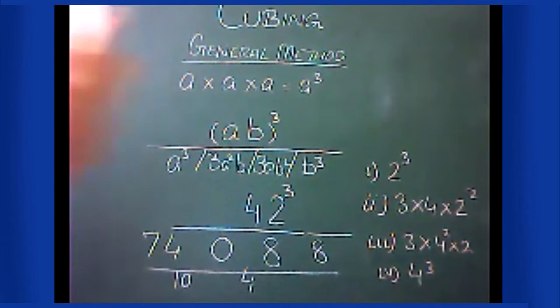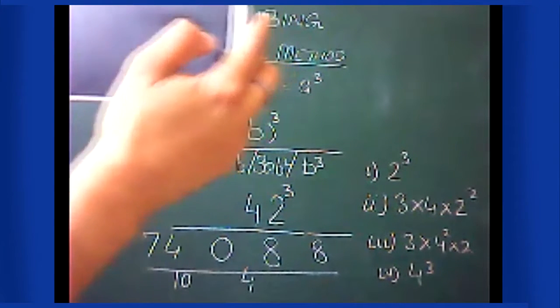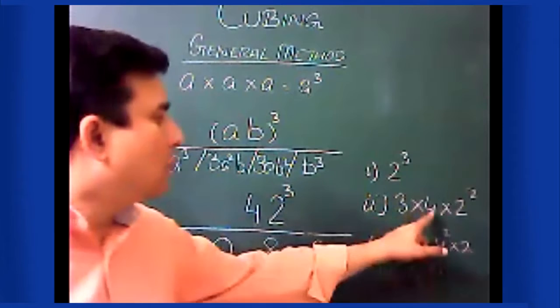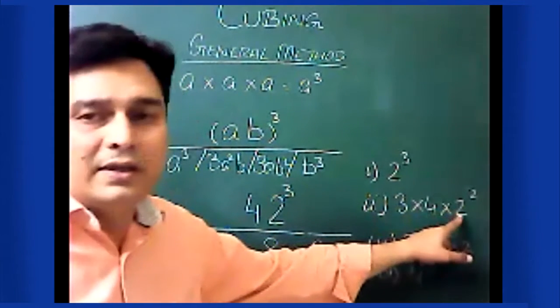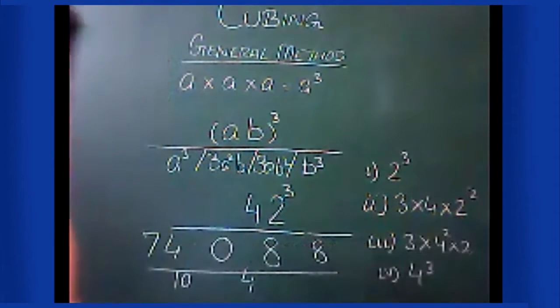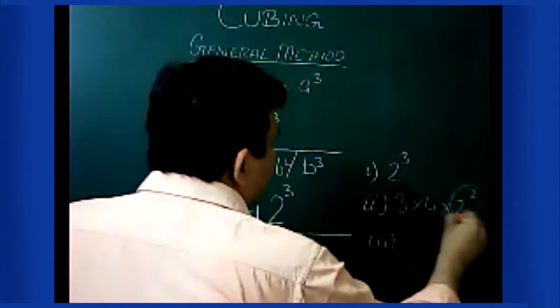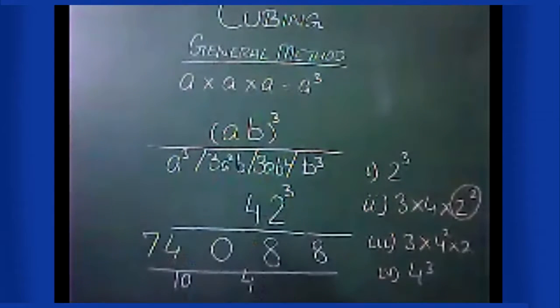How did you get 48? Because 3 times 4 is 12 and 12 times 2 is 24. How did you get 48? 3 times 4 is 12. 12 times 4 is 48. 3 times 4 is 12 and 12 into 4 is 48. Okay.